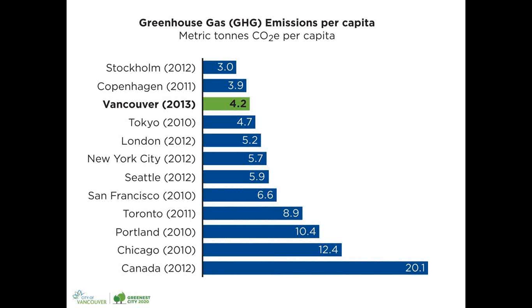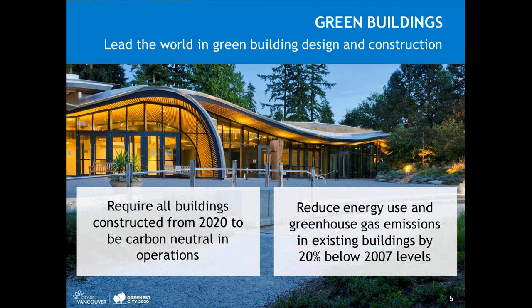Just a bit of context, if you compare greenhouse gas emissions on a per capita basis, most people believe that North American cities are in a separate league due to high energy consumption, poor building practices, etc. But as you can see from this, it is possible in a North American context to get to fairly low emissions per person. Next slide, please.